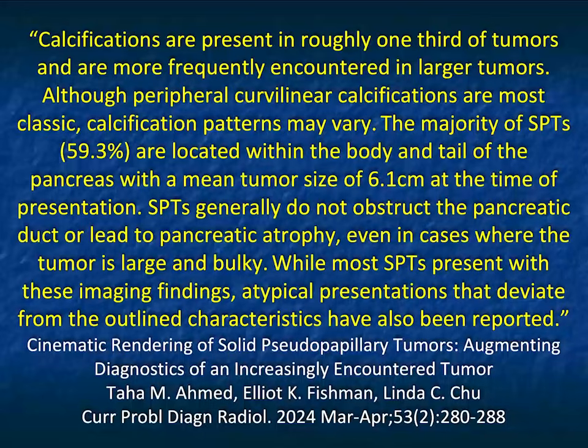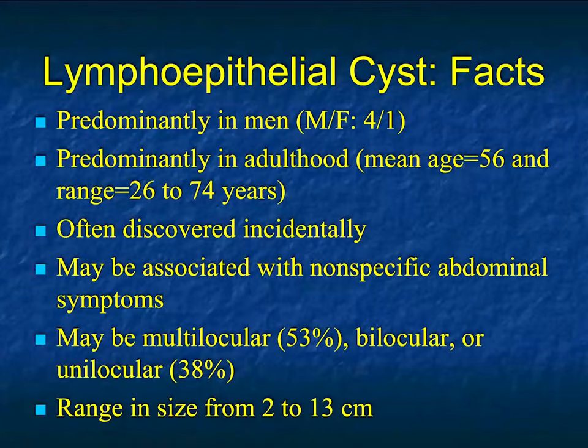And here's an article we wrote, Taha Ahmed, about this. Calcifications are present in roughly 1/3 of these SPENs and are more frequently encountered in larger tumors. Although peripheral curvilinear calcification is the most classic, calcifications will vary, and I did show you a nice example of a central calcification. So again, calcified lesions, you got to think about SPENs, you got to think about serous adenomas, you have to think about MCNs, a number of things you need to think about. And also neuroendocrine tumors, even cystic or solid neuroendocrine tumors, will commonly calcify.